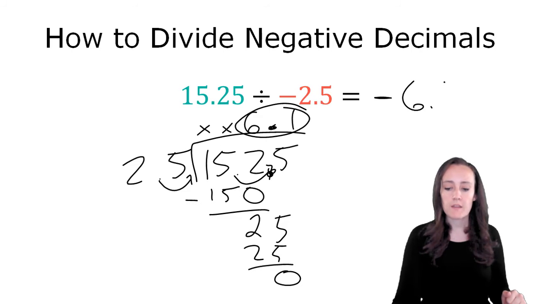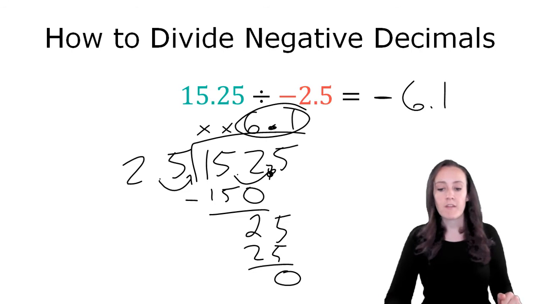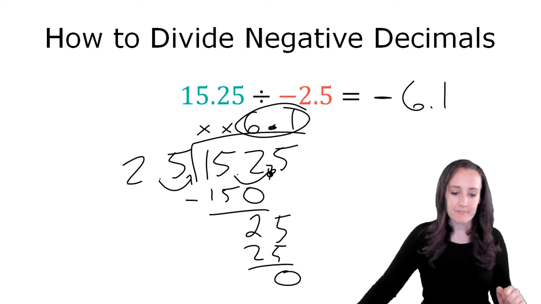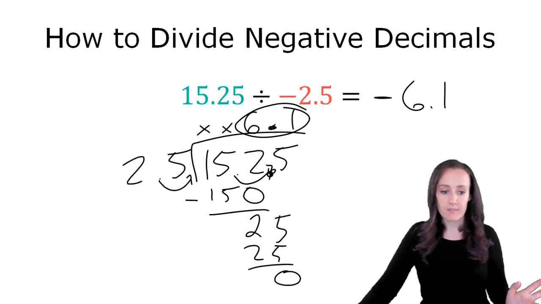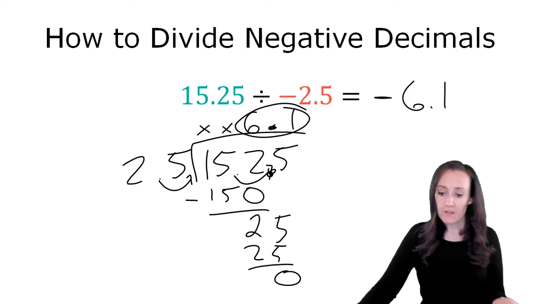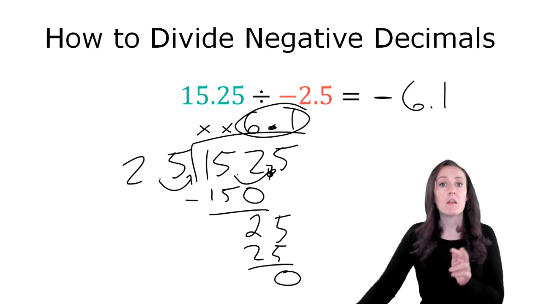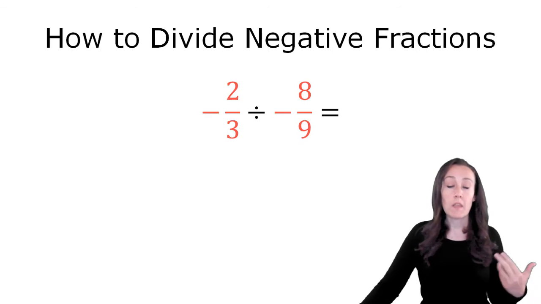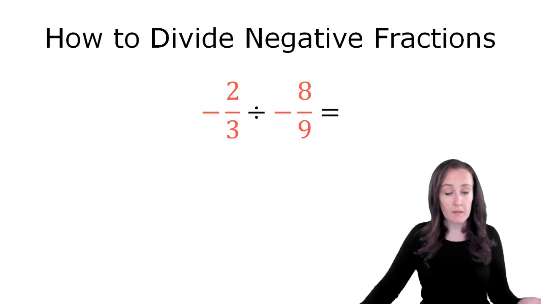So I know that 15.25 divided by negative 2.5 would equal negative 6.1. And that's how I would divide negative decimals. If they were both negatives, then my answer would be a positive because a negative times a negative is a positive. So if I'm dividing negative fractions like this, then I would do the same process.